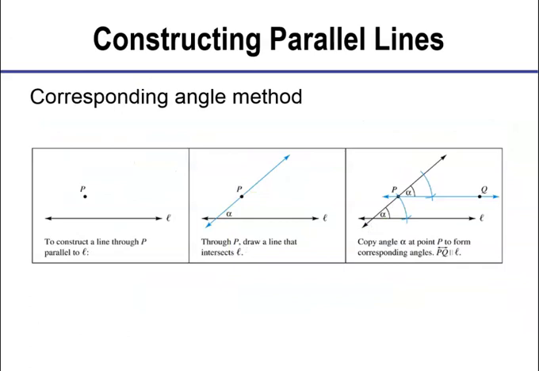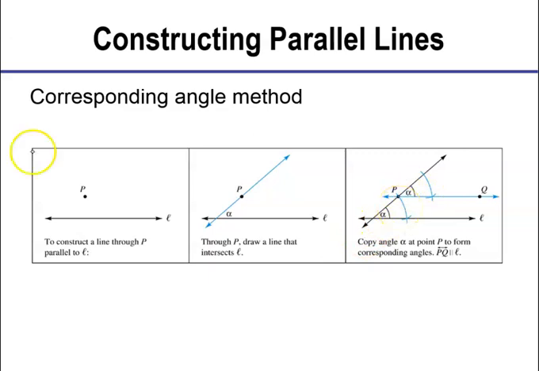Now here's the second way to construct parallel lines. It's called the corresponding angle method, and the reason they call it that is if you look at the final outcome here, these are corresponding angles when you have the two parallel lines, and this line that we draw on our own is the transversal, and so we have corresponding angles.